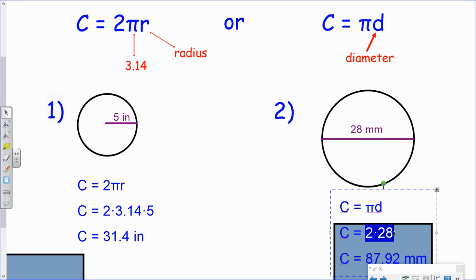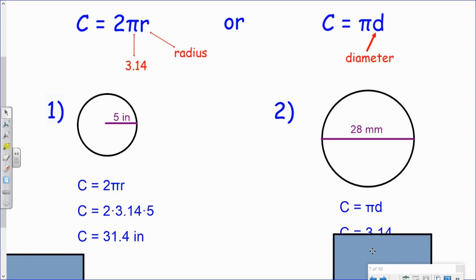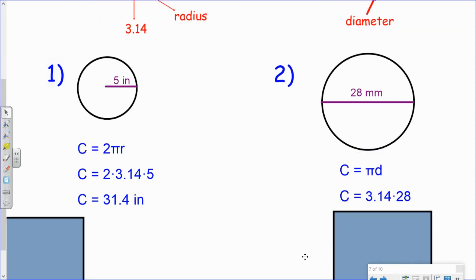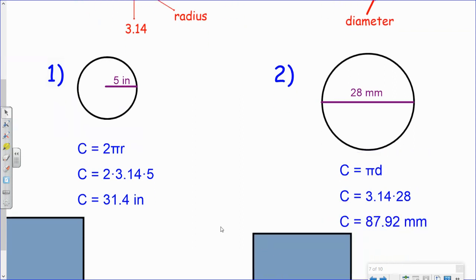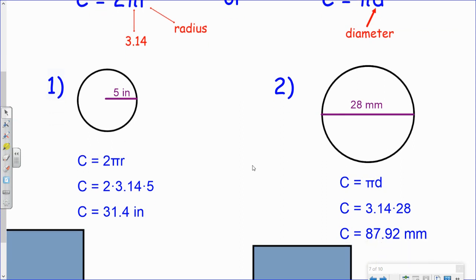And then if we do this, we should have our number 3.14 times, and I'm going to change my values here. 3.14 times 28, and when we multiply that together, we should get 87.92 millimeters. So we've got pi times the diameter, and that's your answer. So two formulas to pick from, depending on if you have radius given to you or diameter. And if you ever need a radius and you're given a diameter, cut it in half.